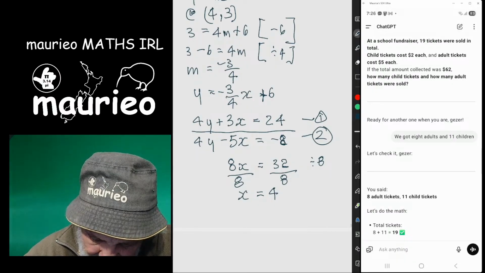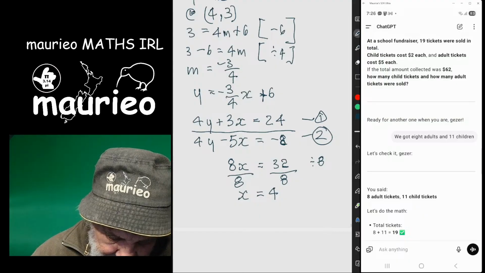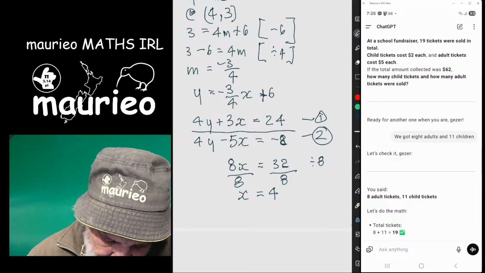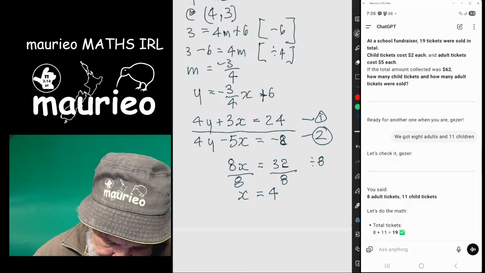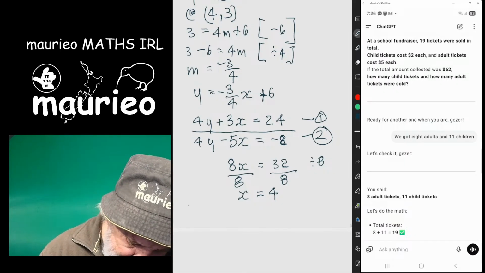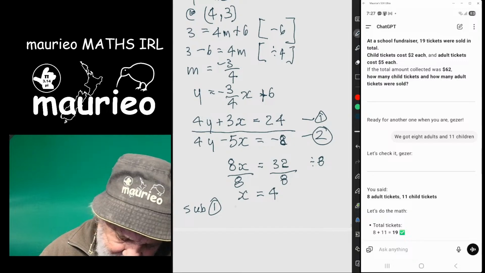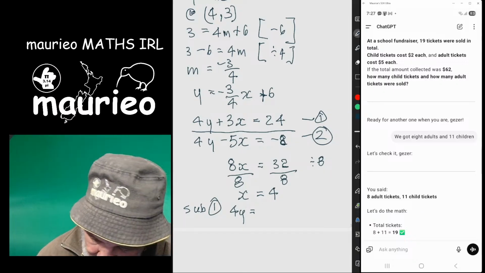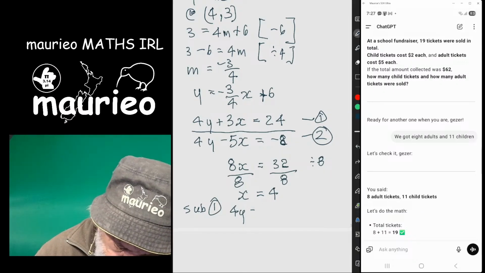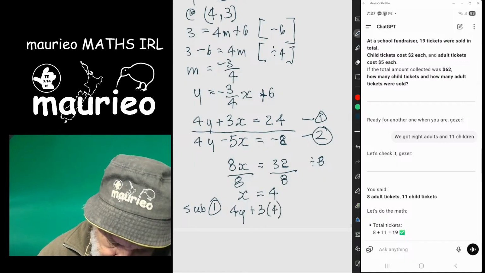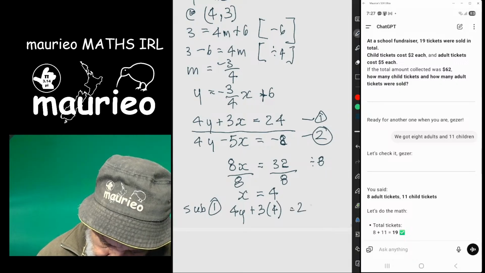Exactly. So that's right. And then we can look at one of our equations. We'll substitute into equation 1. And there we get 4y equals, oh no, it doesn't. 4y plus 3x equals 24.